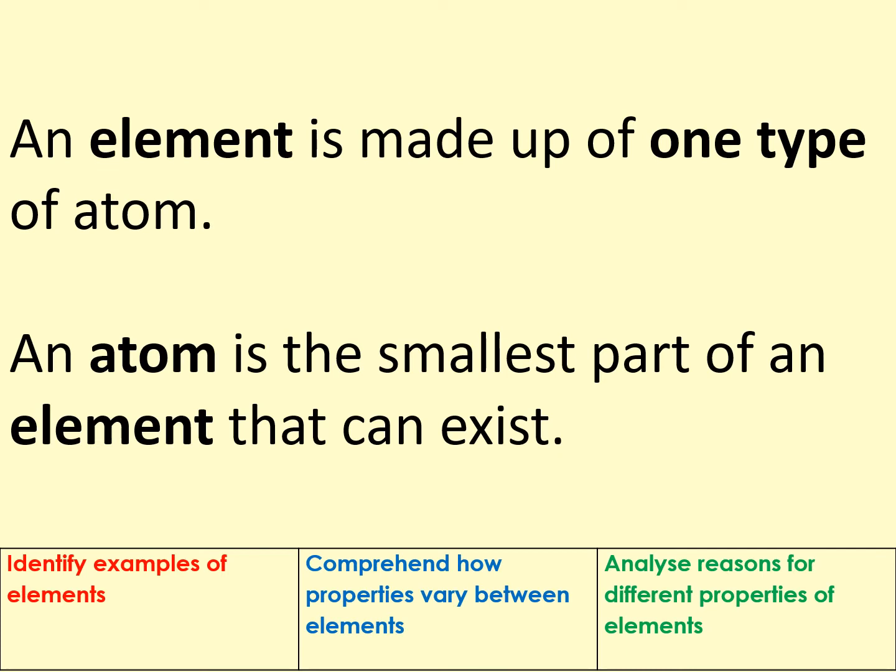An element is made up of one type of atom, and an atom is the smallest part of an element that can exist. If you can remember these two definitions and apply them, that is a big part of this topic done. We'll go into more detail about these two in just a minute.